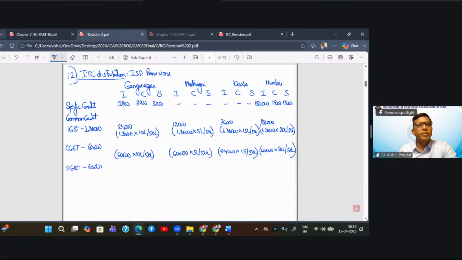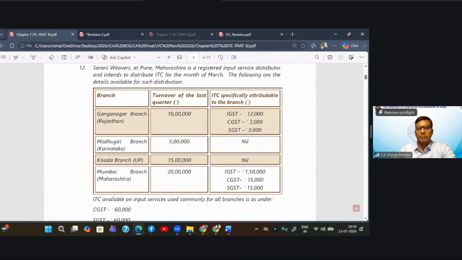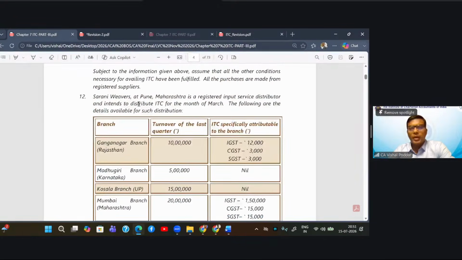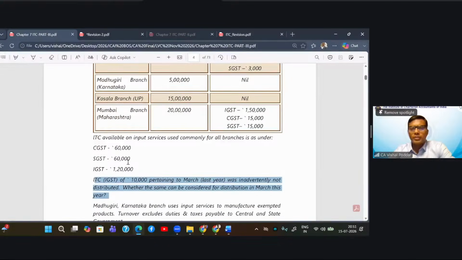Now, students, something important that you need to understand. Now, where is my ISD? My ISD is in Maharashtra. Where my ISD is in Maharashtra, the credit of the ISD, which is C and S, will be distributed to Maharashtra as C and S only. But when this credit has to be distributed to other states, it will be distributed only as IGST.